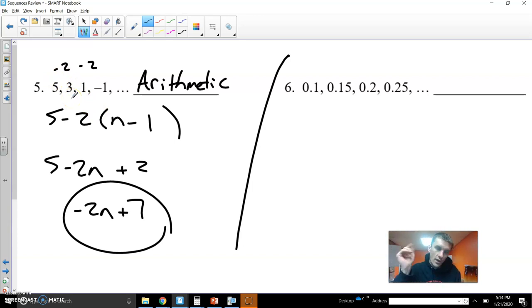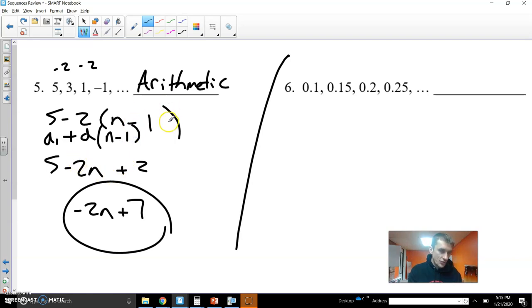3 minus 2 is 1. 1 minus 2 is -1. And so again, I am doing that model. The first number is 5. You are subtracting 2 over and over. And I know I'm putting plus d, but that's just the formula, the common difference value, which is -2. And then n minus 1 is just part of the formula.